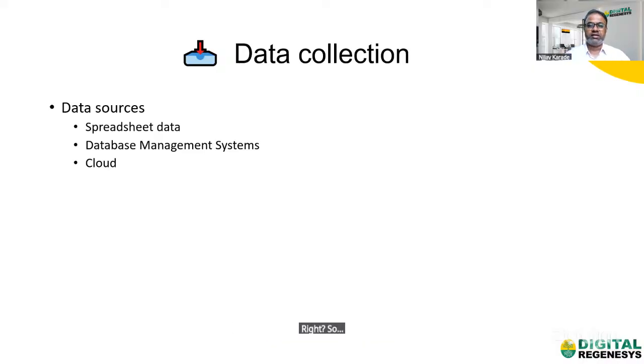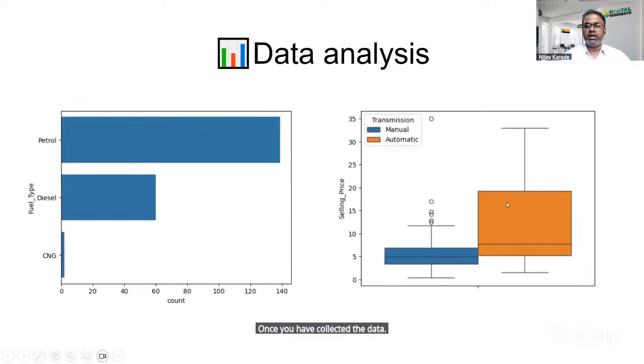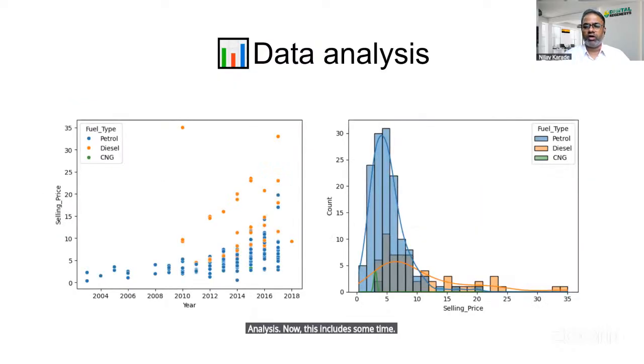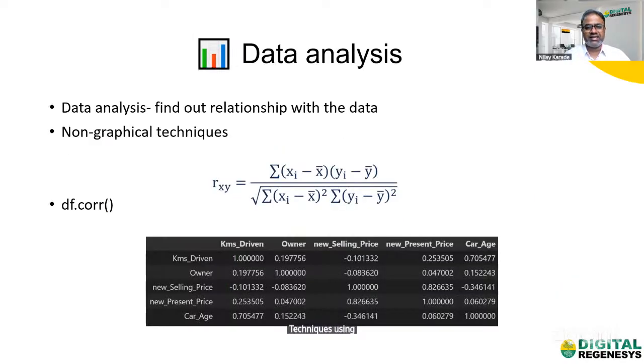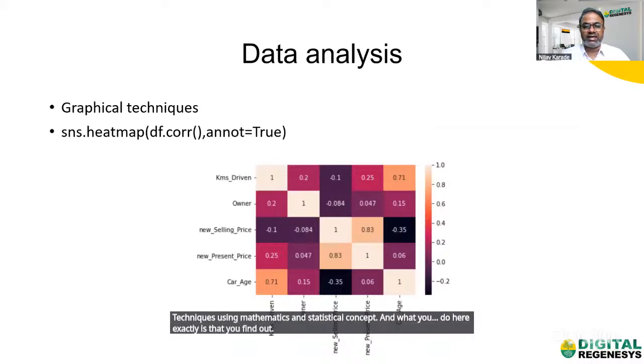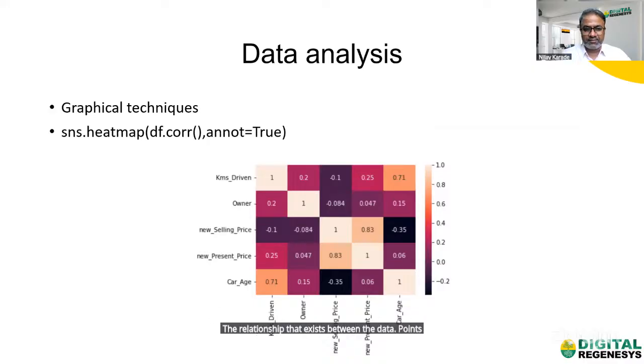So the first step in your AI project is to collect this data from the source. Once you have collected the data, a data scientist or data analyst will perform data analysis. Now, this includes sometimes graphical or non-graphical techniques using mathematics and statistical concepts. What you do here exactly is find out the relationships that exist between the data points present within your data set. So, for example, now I want to find out the selling price of a car. Through this data analysis, I will come to know which other factors affect the selling price of a car.